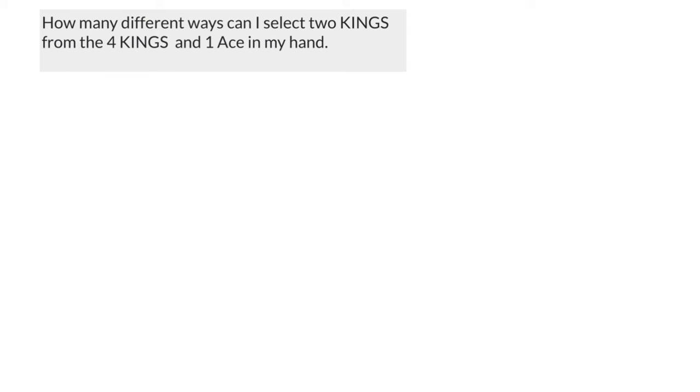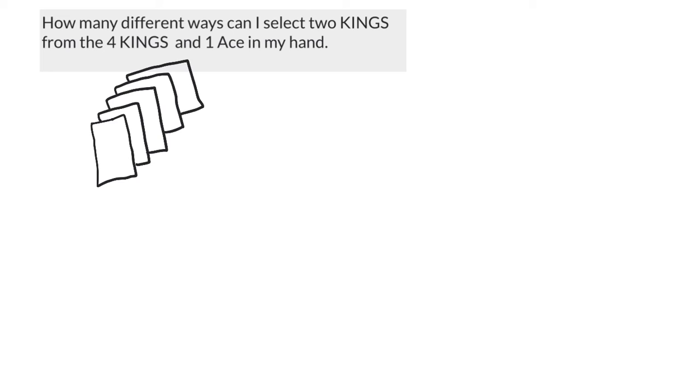So, interesting question, but it's actually very similar to what we just did. Imagine we've got 5 cards now in the hand. The extra 5th card is an ace. It doesn't matter which ace it is. We've got king, king, and then 2 black kings. So the question says, how many ways can I select 2 cards and get 2 kings? Well, let's have a look.